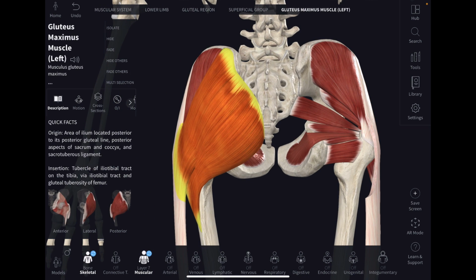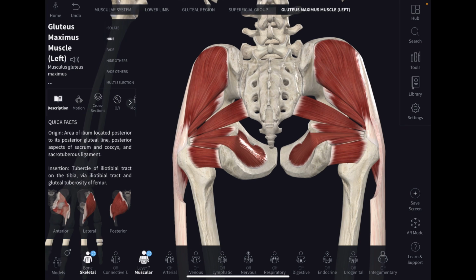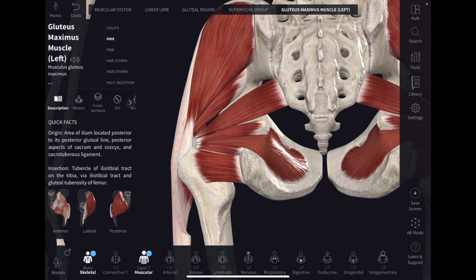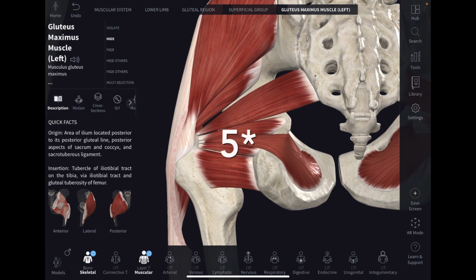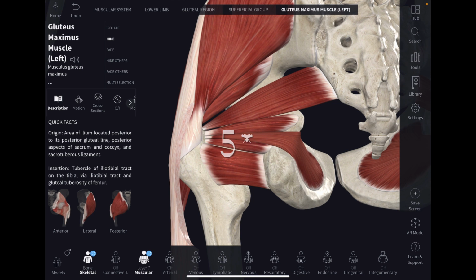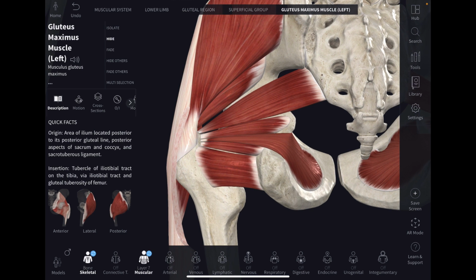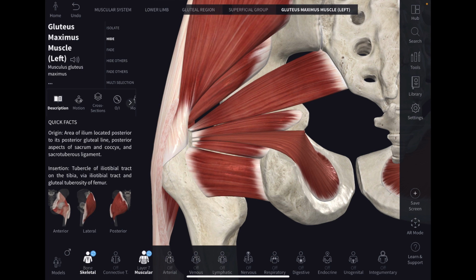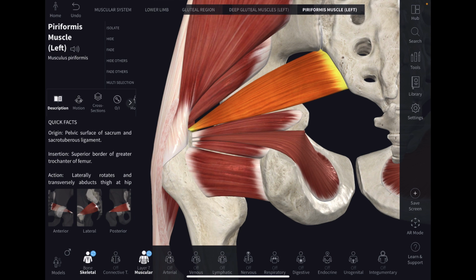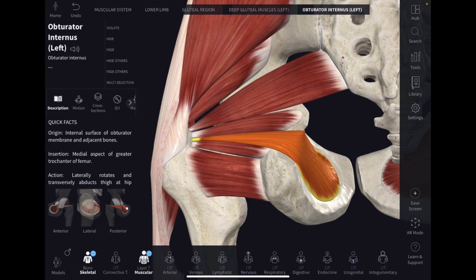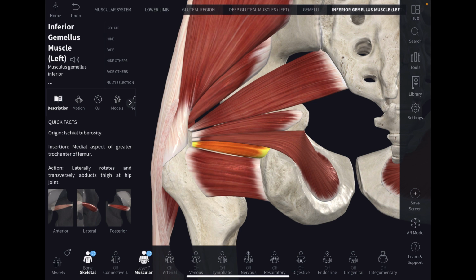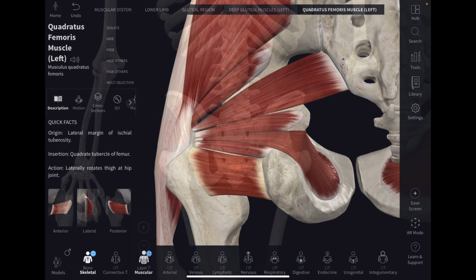And underneath are the six small rotators. A good mnemonic for the deep group is please save our good queen, for the piriformis, superior gemellus, obturator internus, inferior gemellus, and the quadratus femoris.